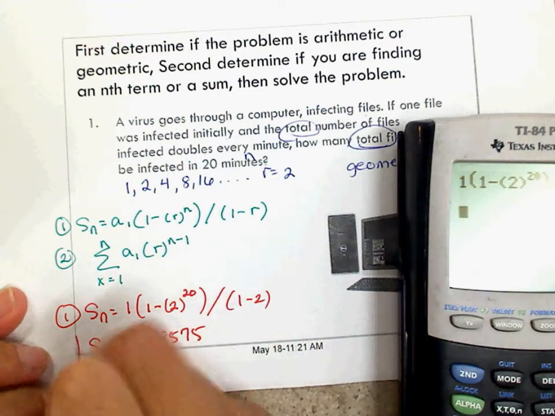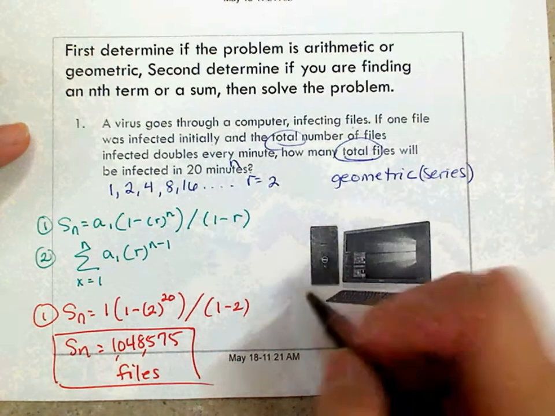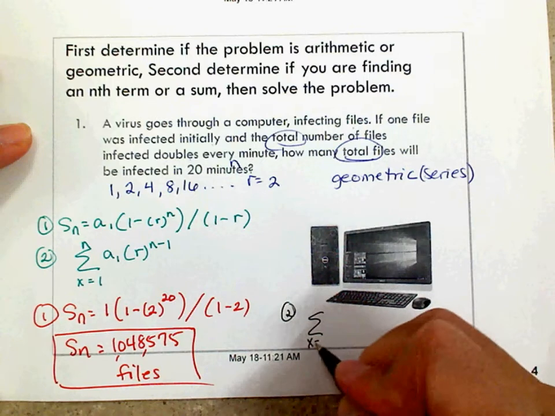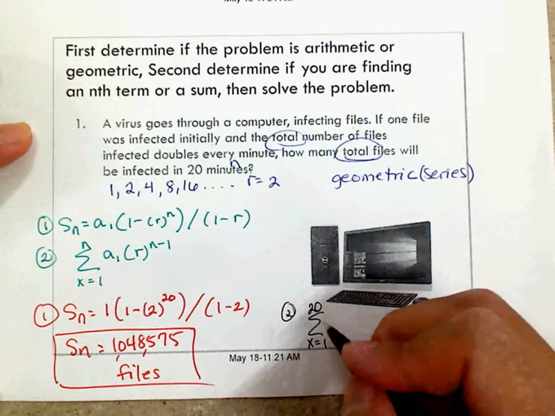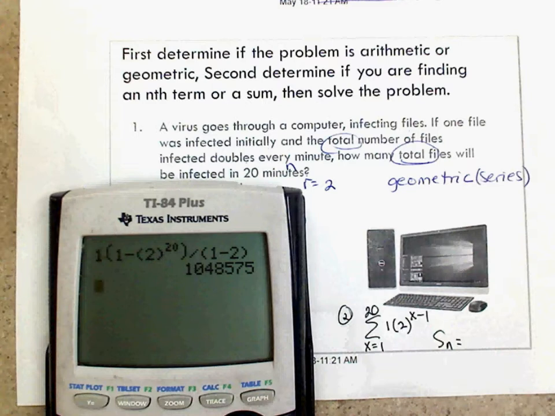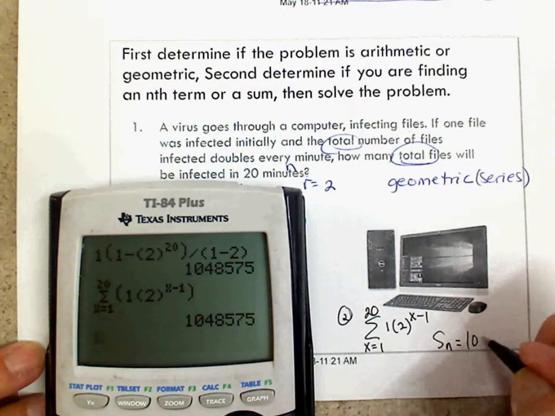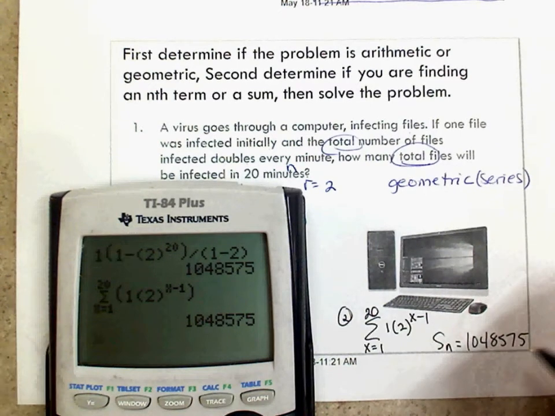Now let me see if I do it the other way. Pick one, you don't have to do both. 20. First term is 1 times 2, x minus 1. Okay, let's type that one in and see what answers we get. Should be the same. Alpha window 2, x1, right click, 20 minutes. Yep. First term is 1, doubling 2, raised to the x minus 1. 1,048,575 files.